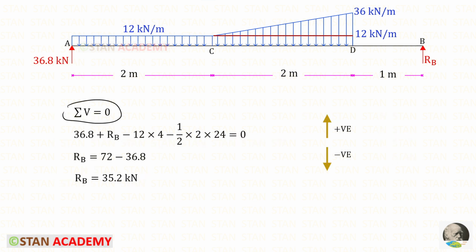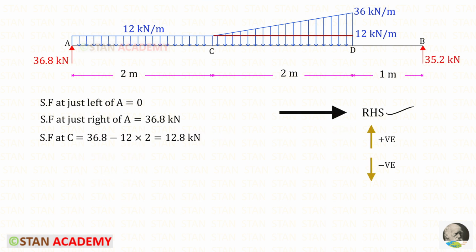Alternatively, using this rule, we can easily find RB. RA and RB are acting upwards, so both of them are positive. The UDL and UVL are acting downwards, so both of them are negative. For both of them, we have to take the area. This is the area of the rectangle, and this is the area of the triangle. For RB, we will get 35.2 kN.